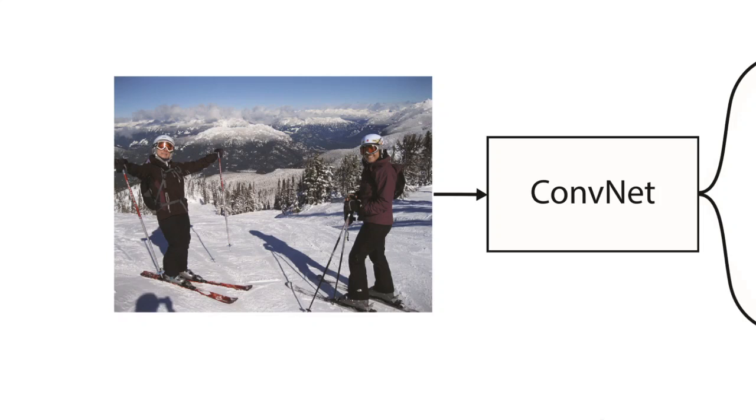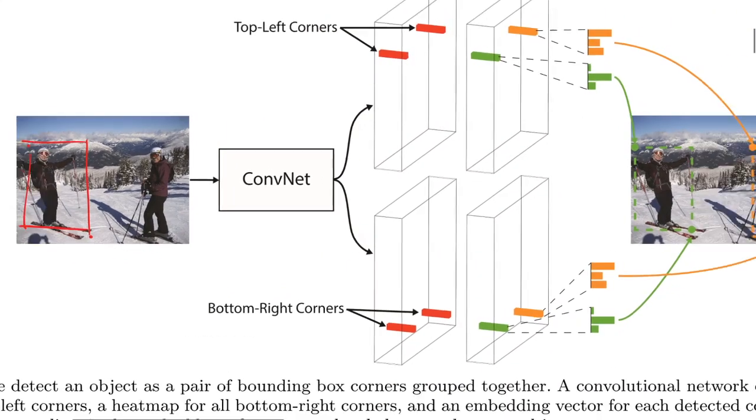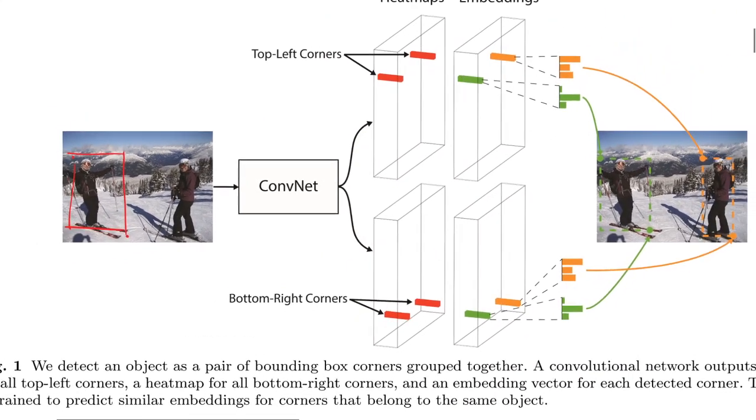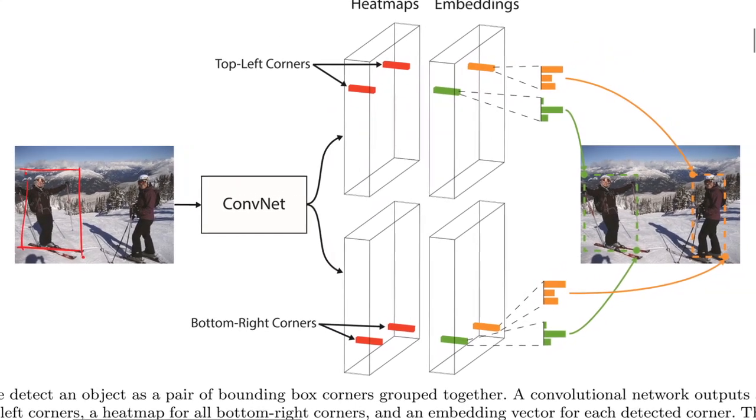As I already said, the way that CornerNet does this is by predicting the locations of the top left and bottom right corners, thereby defining a bounding box. And it does this independently. So there's one network, basically, that does the top left and one that does the bottom right. And they are then combined. And at the end, they're sort of refined, I think. So the architecture is pretty simple.